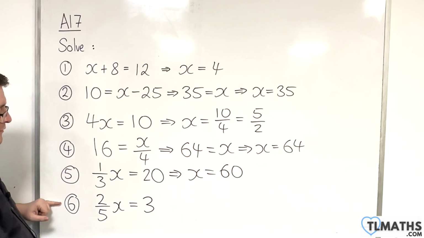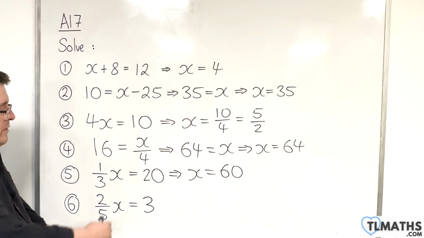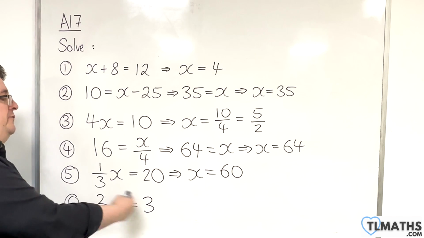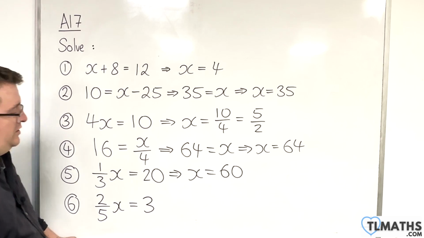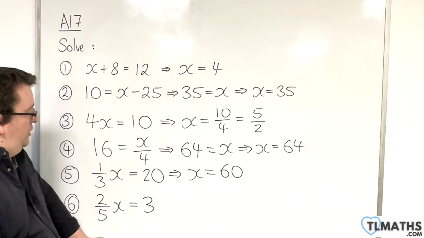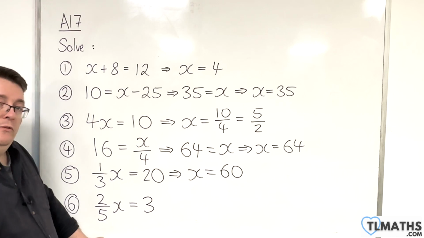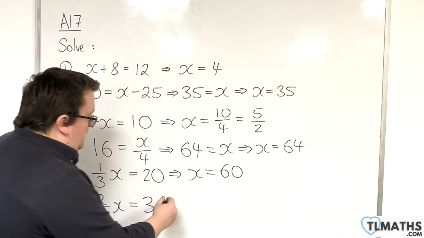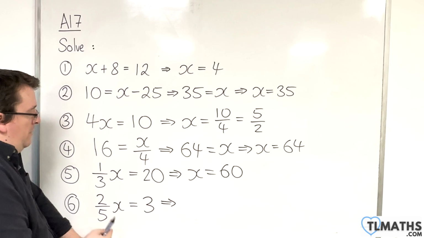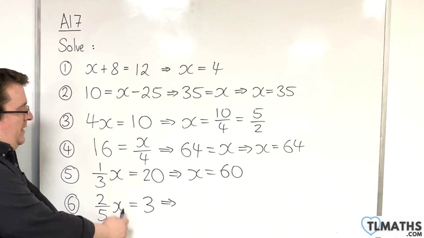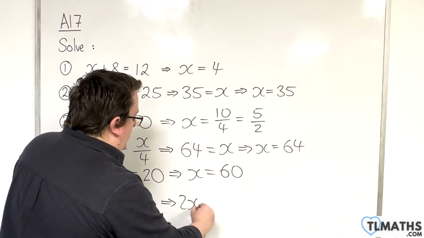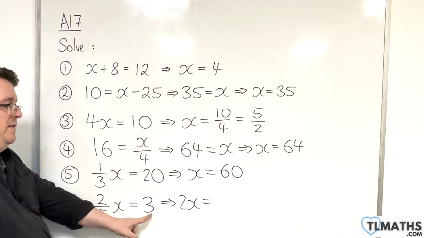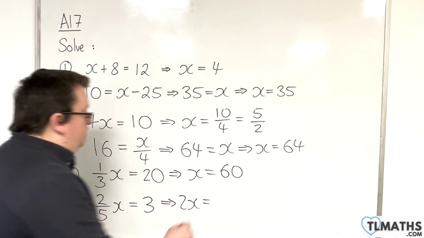Now for number 6, we have 2/5 of x is equal to 3. So we've got x times 2/5, so you could divide both sides by 2/5. Or you can do it in stages. And you could multiply both sides by 5 first. So if we multiply both sides by 5, on the left-hand side, you still would have that 2 there, so we'll have 2x. On the right-hand side, multiply that by 5, we're going to get 15.